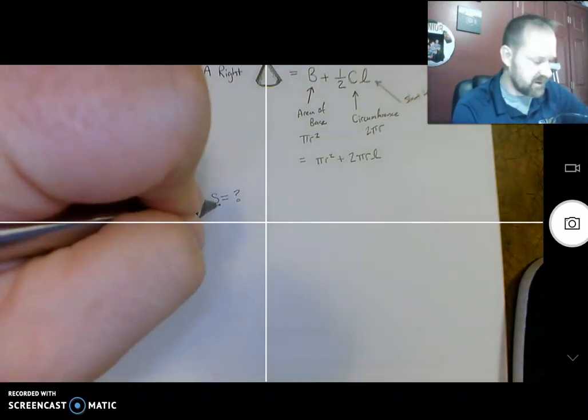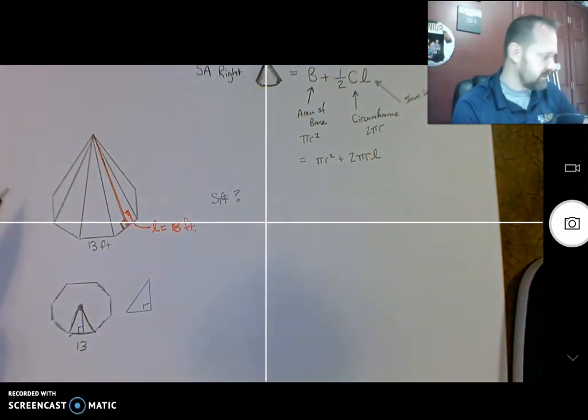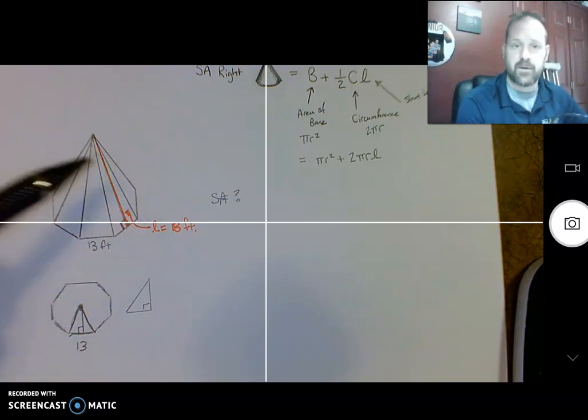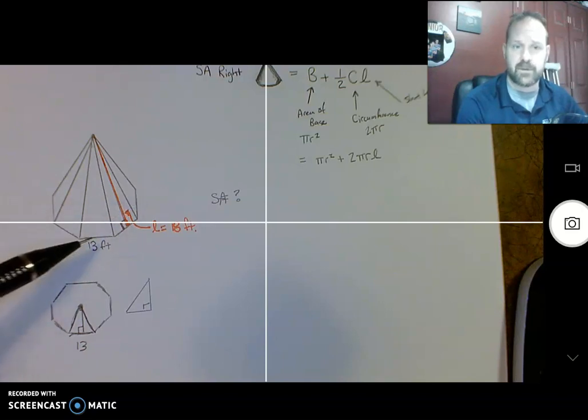So we want surface area. This is an example. We want the surface area of this octagonal pyramid. It's got an octagon base, and I could draw the backside in dashed if I wanted to. And this is the base, kind of separating it.